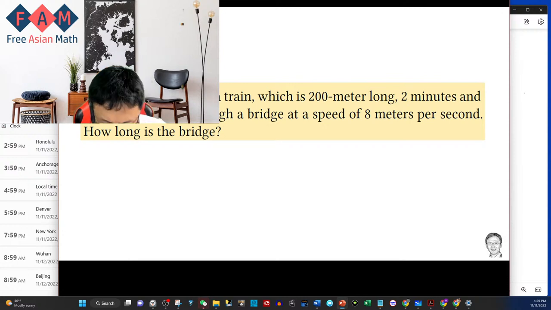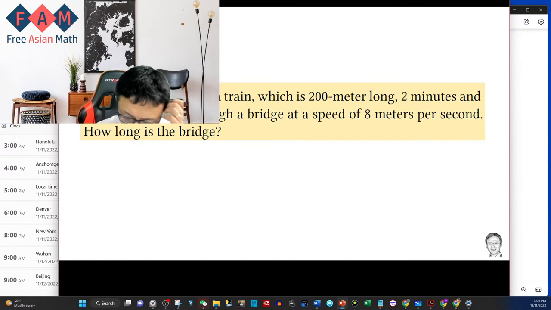So now we know the time the train took, that's 2 minutes and 5 seconds to pass through the bridge. We know the speed, that's 8 meters per second. Therefore, we know the total distance the train traveled, right? Just like the last problem. But this time, we know the train's length, but we need to know the bridge's length. So very close to the last problem, but we just swap the two quantities. One is known, one is the unknown. So last time we know the bridge's length, but we don't know the train's length. This time we know the train's length, we need to figure out the bridge's length.